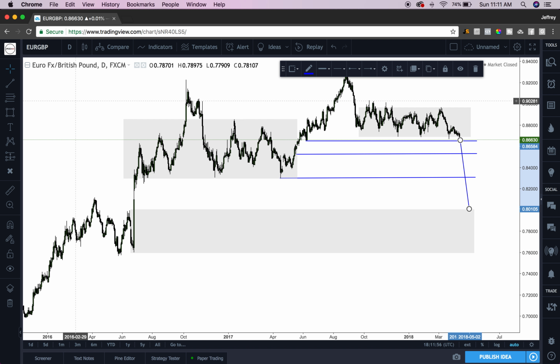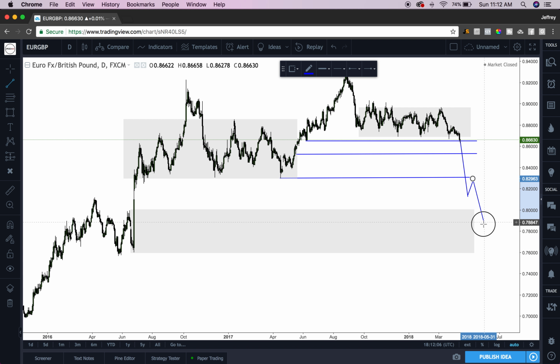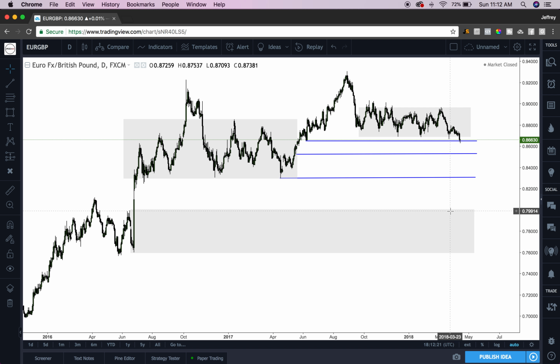All right, so we can break it, retest, continue into this level, possibly find some support and trade higher, or just trade completely through it. So again, I don't trade this, but I use it to determine my direction.